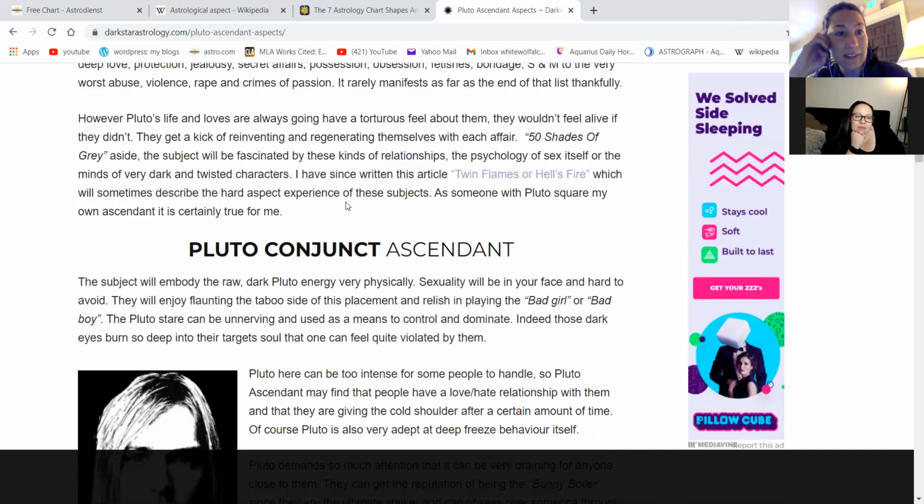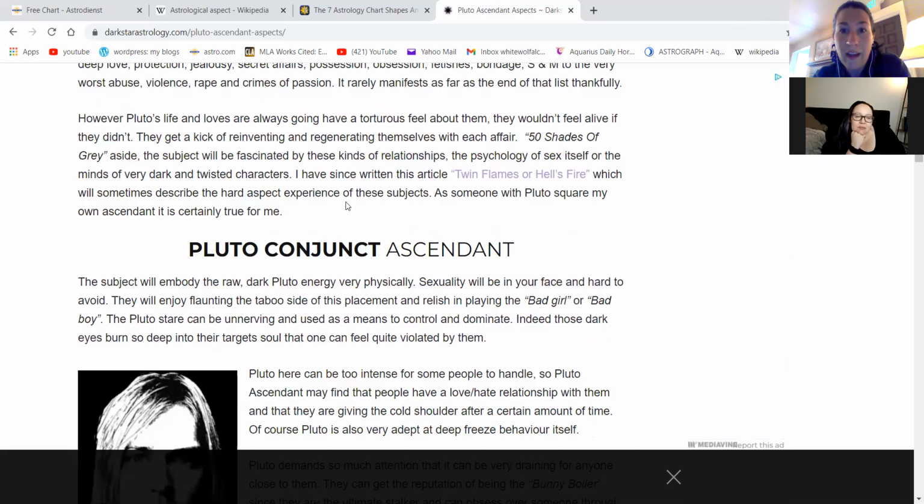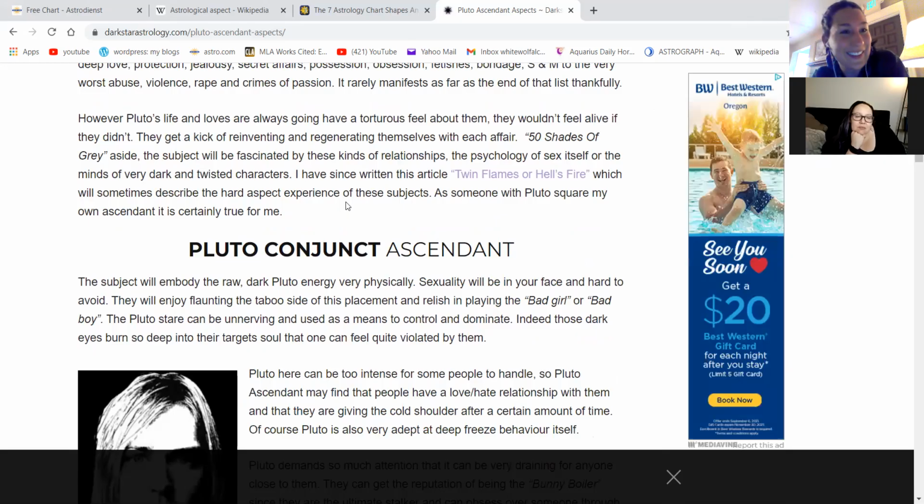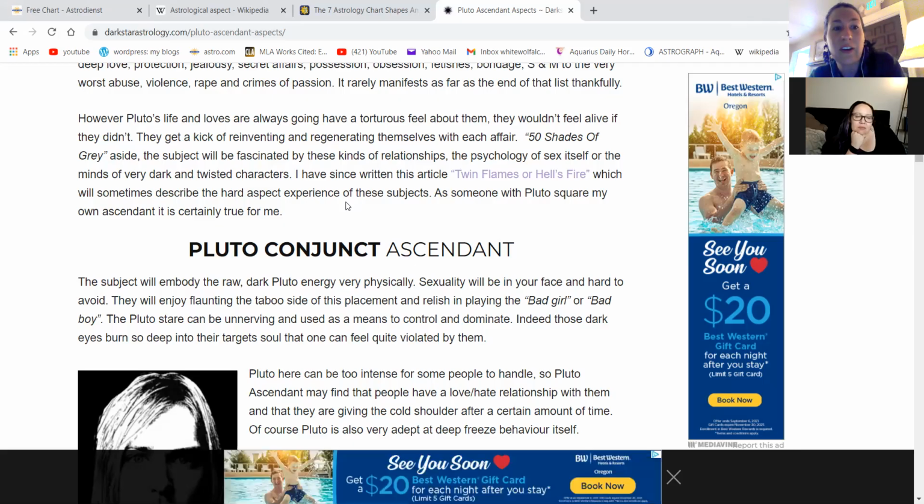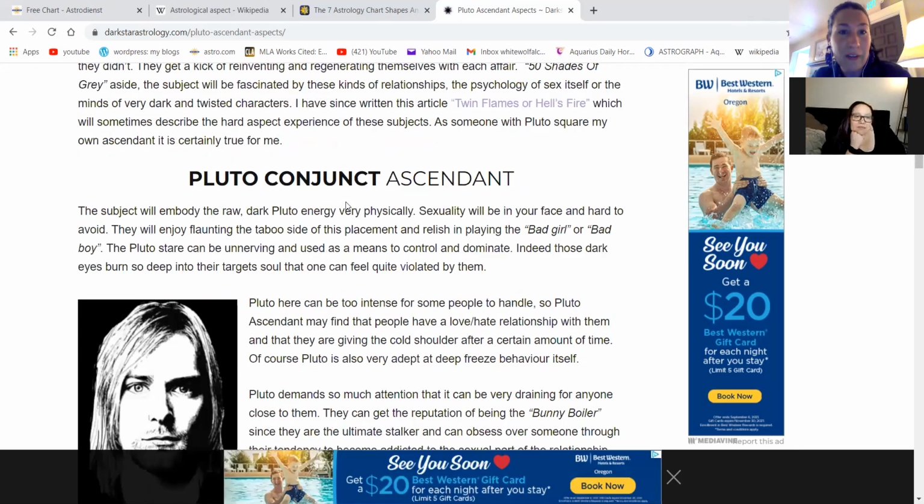However, Pluto's life and loves are always going to have a tremendous feel about them. They wouldn't feel alive if they didn't. They get a kick out of reinventing and regenerating themselves with each affair. 50 Shades of Grey aside, the subject will be fascinated by these kinds of relationships, the psychology of sex itself, and the minds of very dark and twisted characters. I have since written this article, Twin Flames or Hell's Fire, which describes the hard aspect experience of these subjects.